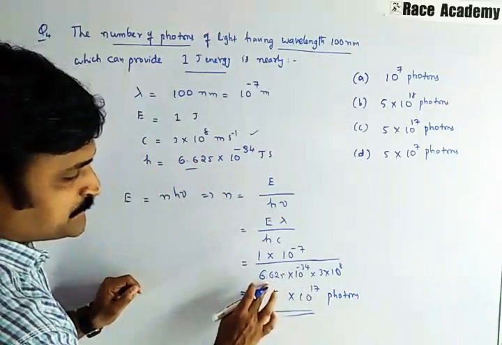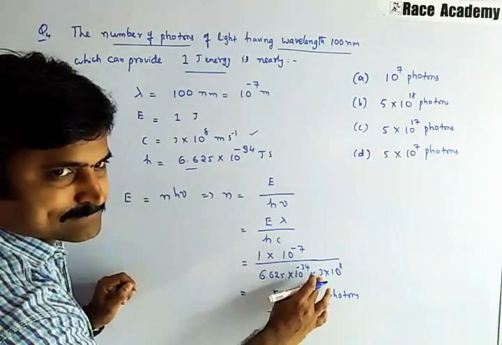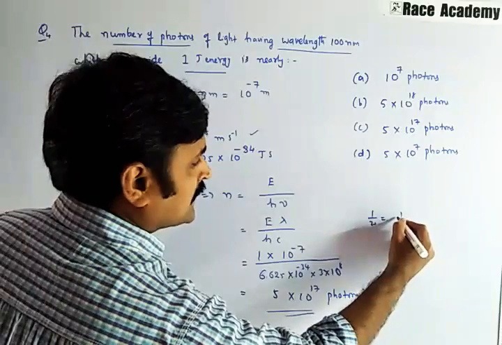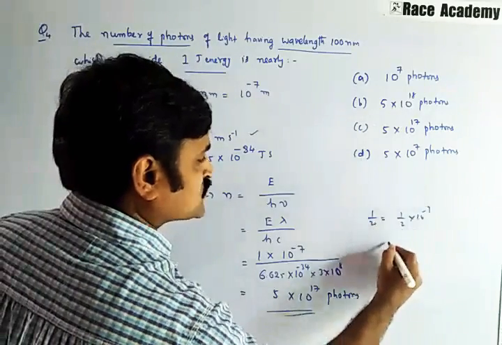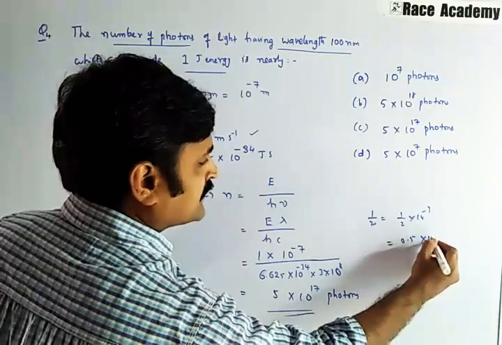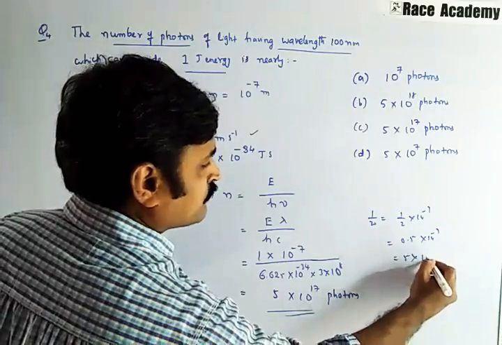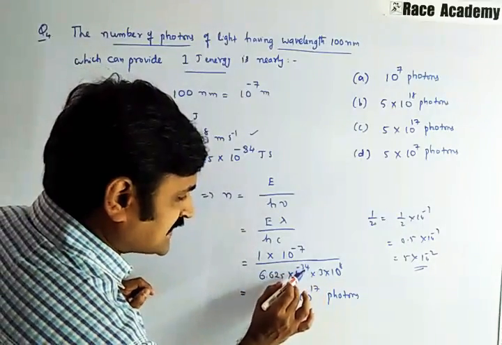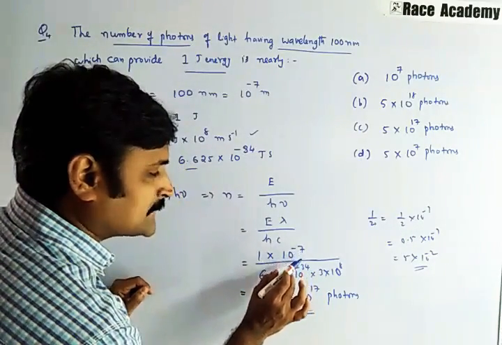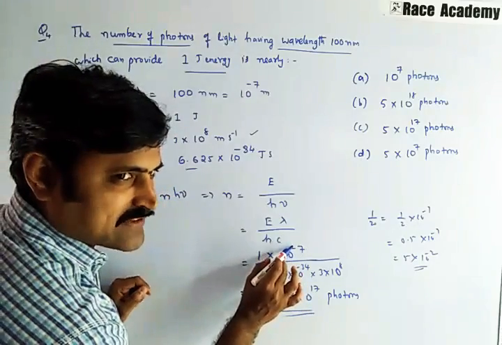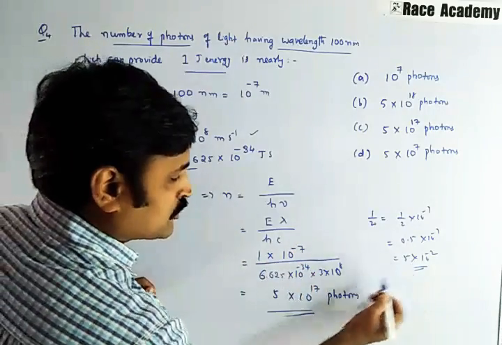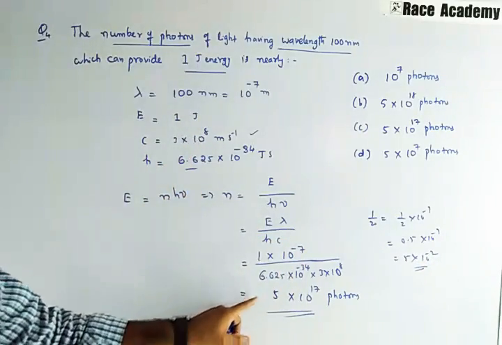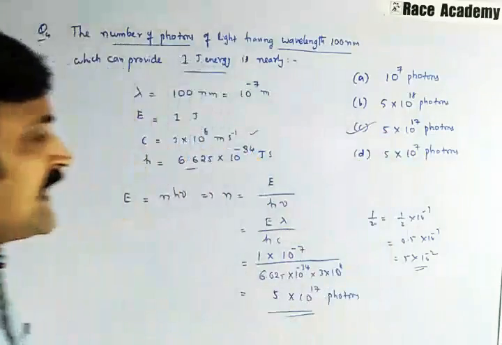Here 6.6 into 3 is 20. So 1 by 20 I am writing as 1 by 2 into 10 power minus 1. 1 by 2 is 0.5, so 0.5 into 10 power minus 1 can be written as 5 into 10 power minus 2. The remaining thing is 10 power minus 26 will become plus 26. 26 minus 7 is how much? 19. So 19 minus 2 is 17. So 5 into 10 to the power of 17. The third option is the right option for this question.